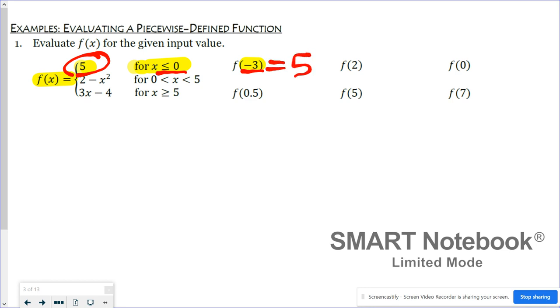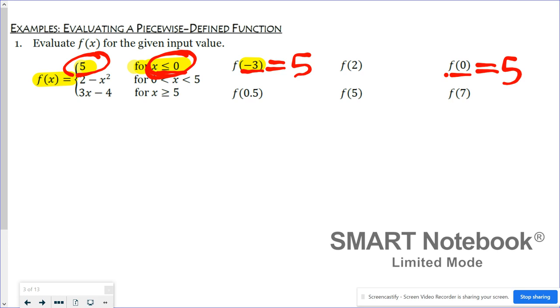Which other ones would I use this first piece for? Yes, f of 0. 0 is less than or equal to 0. That "or equal to" underneath the less than symbol means I would totally use this piece for f of 0. So f of 0 is also 5. Are there any others?